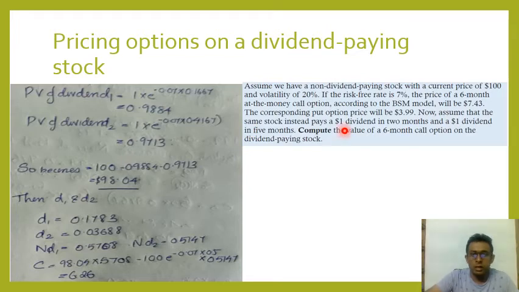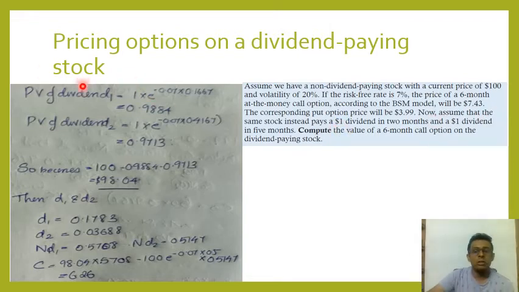Now assume the stock is paying a $1 dividend in 2 months and a $1 dividend in 5 months. Compute the value of a call option on the dividend paying stock. First, it is given that without paying a dividend the call option gives us 7.43, and the put option gives 3.99, which is pretty irrelevant here. Compute the call option with dividends. So the dividend is $1 in 2 months and $1 in 5 months.